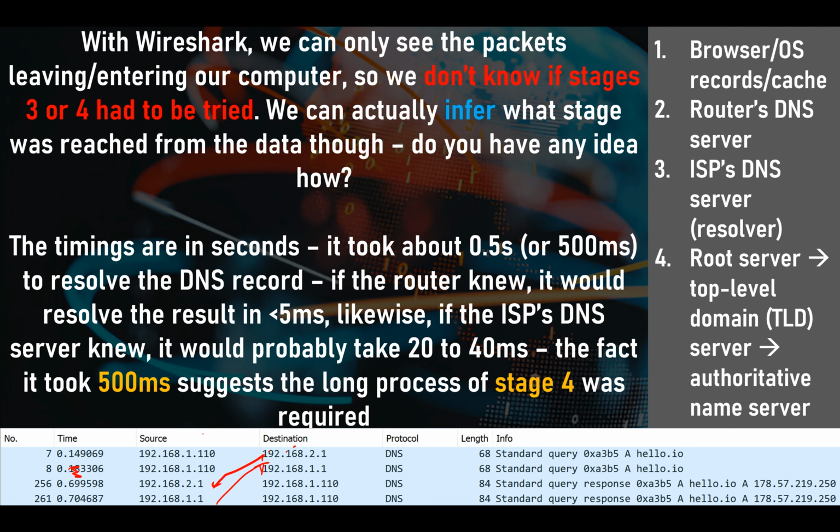Now, if the router knew, then it's going to resolve that much quicker, certainly less than 5 milliseconds. Likewise, the ISP, since the ISP is actually in the same city, at least according to the online IP info site, that's also going to be much quicker, probably 20 to 40 milliseconds. The fact it took 500 milliseconds suggests the relatively long process of stage 4 was required. Obviously we're just going through these various stages.